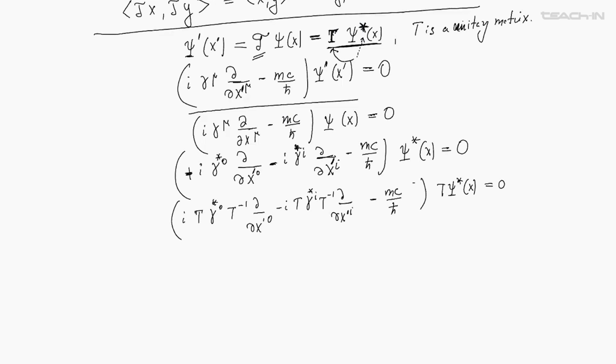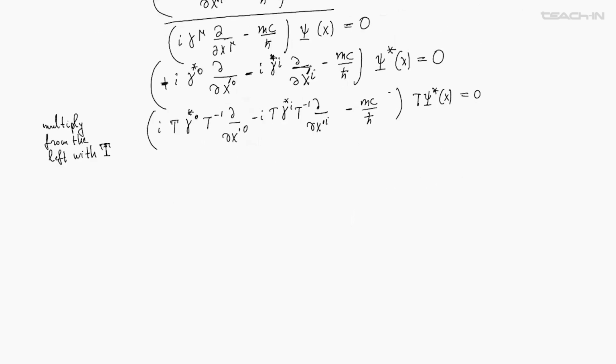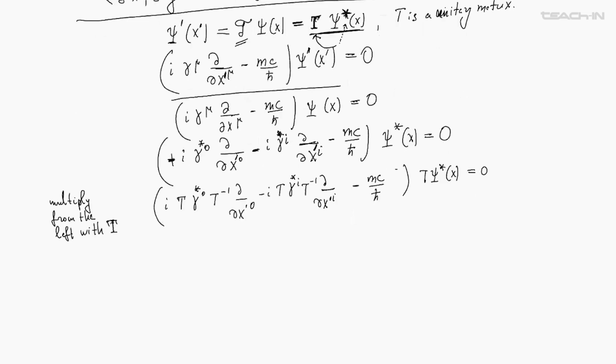That is how the equation looks like when we multiply it from the left with the matrix t. Now, we have almost done. So this is the form which we have to compare to this equation here. So these two we have to compare. This is psi prime of x prime. This is what we want.